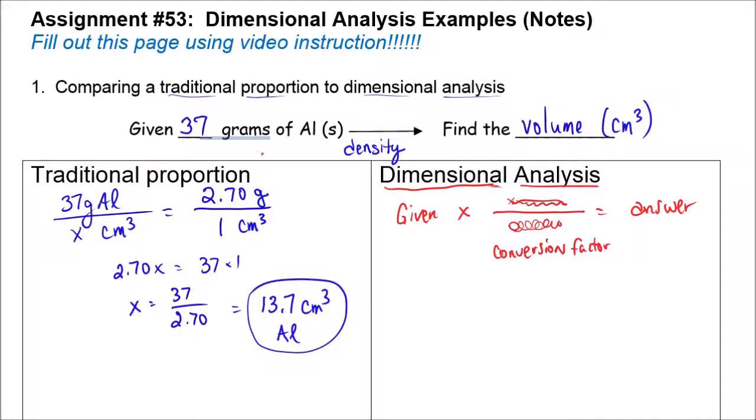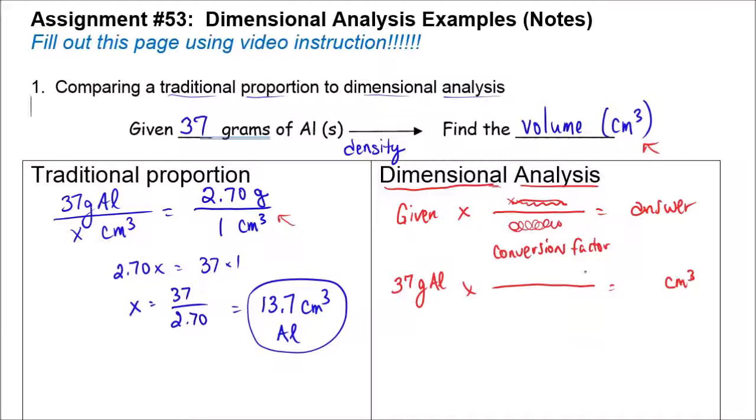Let's do this particular problem with dimensional analysis. The given is 37 grams of aluminum. The conversion factor will have something on the top, something on the bottom. The answer, in this case, will be in cubic centimeters. You can see that was stated in the very beginning. Given, grams, ending point, cubic centimeters. The conversion factor will have those two units in it. It will, in fact, be the density. This density is the conversion factor.